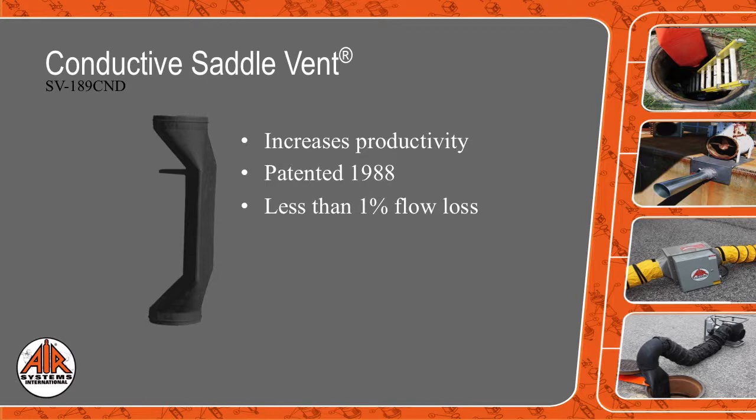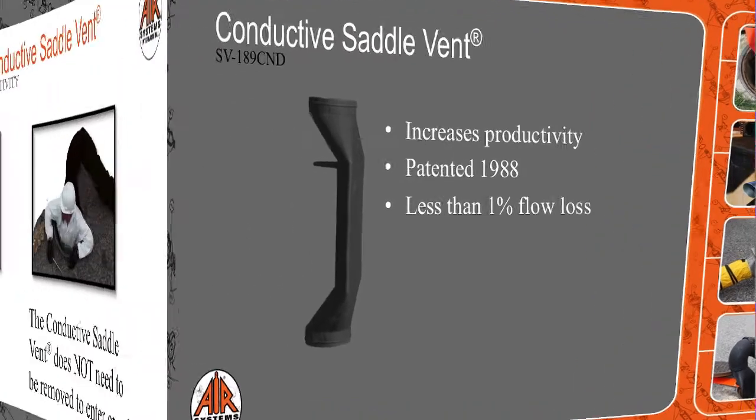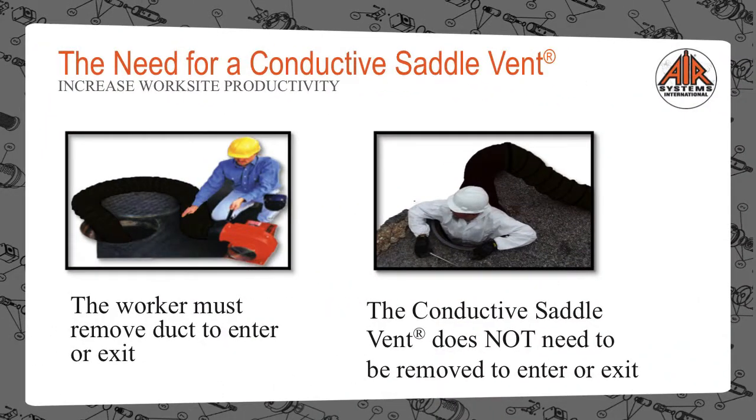Use the conductive saddle vent with any hazardous location blower or fan to increase worker productivity and decrease risk of static electricity buildup or discharge. The conductive saddle vent allows for continuous ventilation without ducting removal by maintaining continuous ventilation in a confined space area until the job is complete.